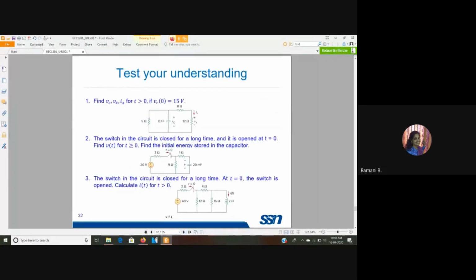So here I have given 3 problems for practicing. We shall see more problems tomorrow. Today we have just seen the basic things, that is, where you have an initial charge and the switch is closed or the switch is open. Tomorrow we shall see problems where the switch will be moved from one position to another and all those cases.